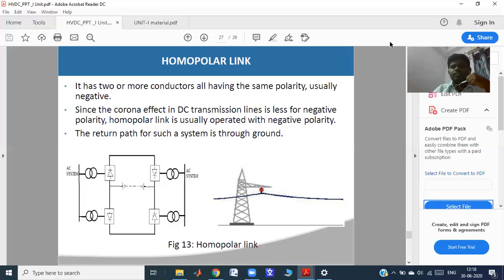These are the three types of HVDC links: monopolar, bipolar, and homopolar.